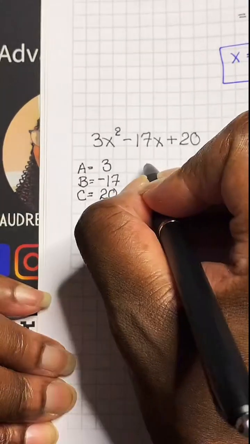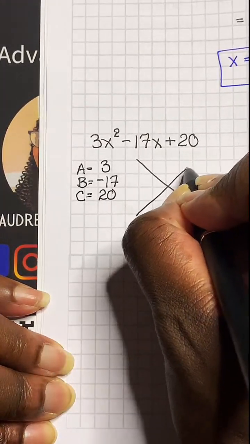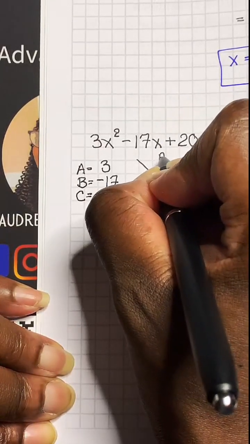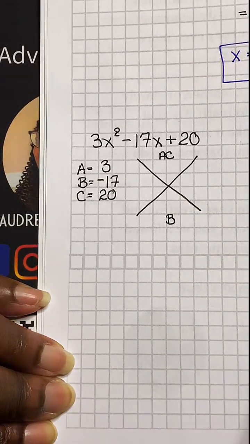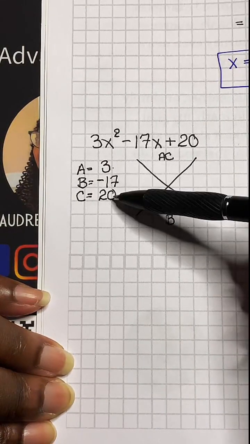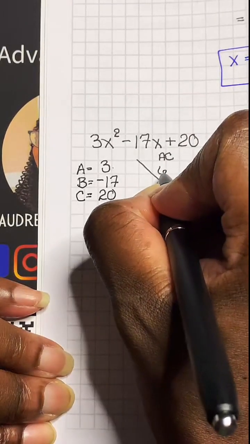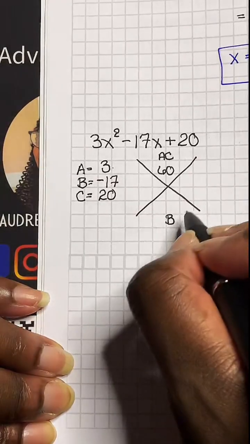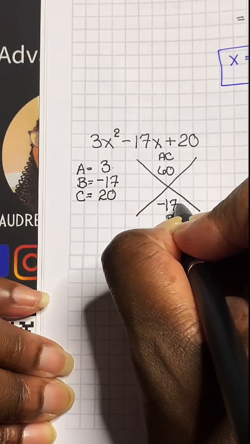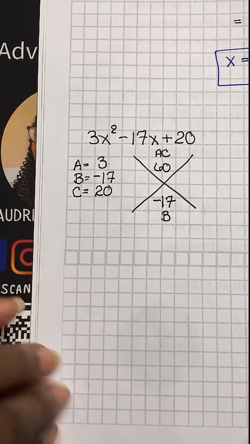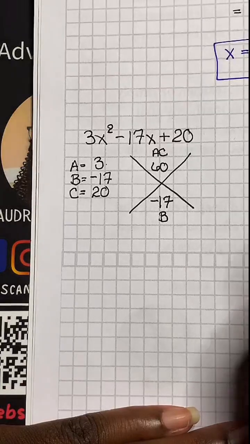All right, so now we got our x. So we have our AC, and we rewrite our B. So we need to multiply my A and my C. So that's 3 times 20. That gives me 60. And we rewrite our B, which was negative 17. So now, toughest thing.